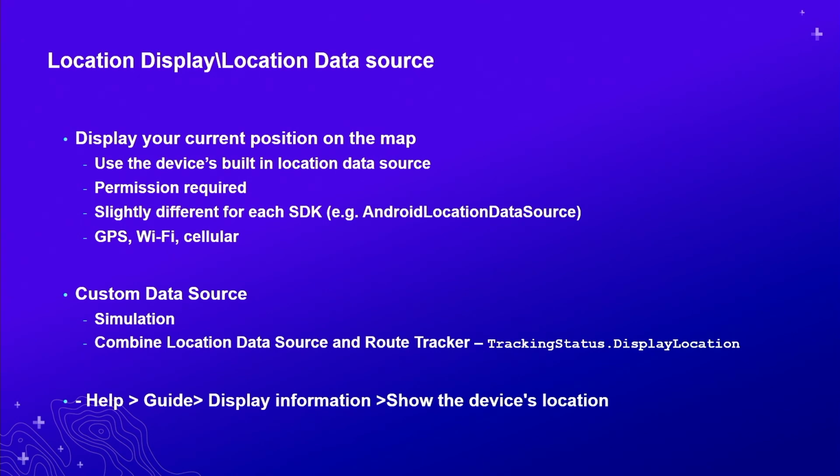But we are working on something to make this a little bit simpler, so we're working on providing a simulation data source directly in the SDK. Also, using a custom data source is how you can display the tracking status display location as your current position. Again, this is what the demo in this presentation used, and you can consult the code when we share it for more details about that. You also might want to look at the help under the guide section about showing your device's location.